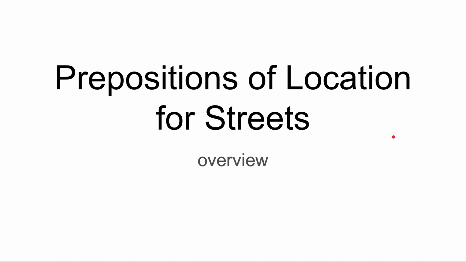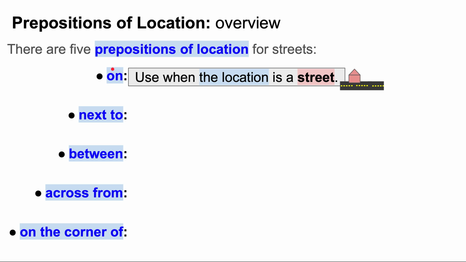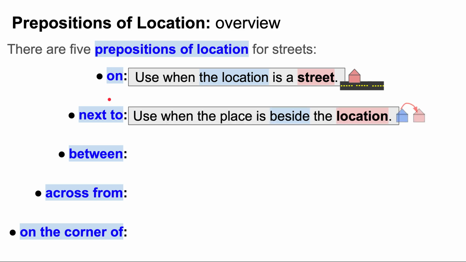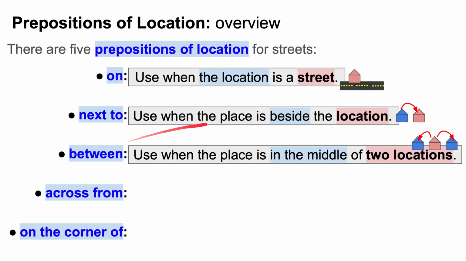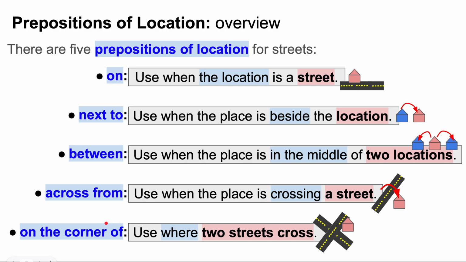Let's look at a quick overview of the prepositions of location. Okay, so there are 5 prepositions of location for streets. These are frequently used when giving directions and the location of places on the streets. The first one is on. We use on when the location is a street. Second is next to. We use next to when the place is beside the location. We use between when the place is in the middle of 2 locations. We use across from when the place is crossing a street. We use on the corner of where 2 streets cross.